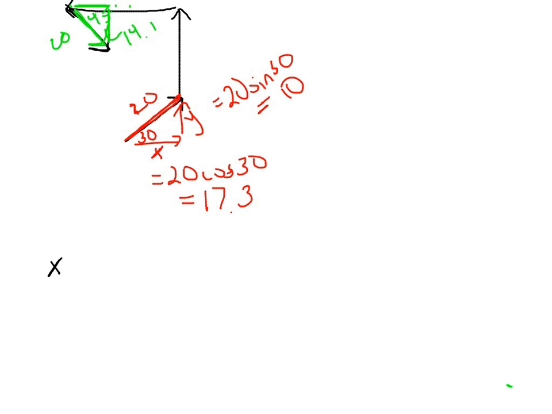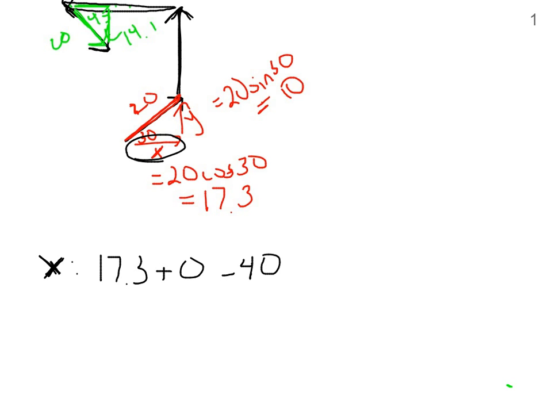So I'm going to look at all my vectors. My first vector has an x component of 17.3. This vector has no x component, so it's kind of like plus 0. This vector has a negative x component because it's pointing left, which is going to be negative 40. And then this green one has an x component that's pointing the other direction. This one up here is pointing to the right. That's a positive number, 14.1.